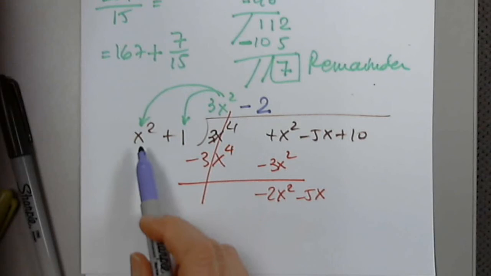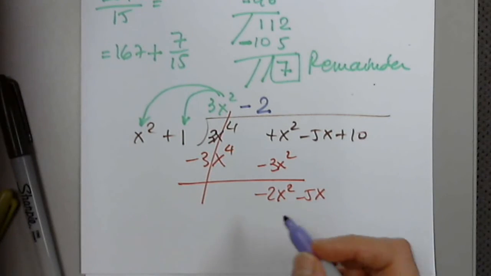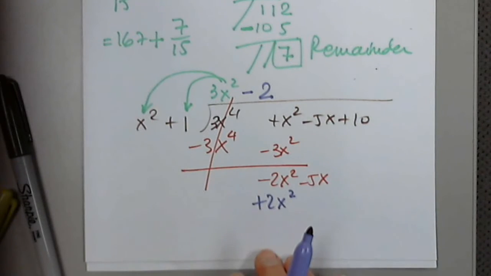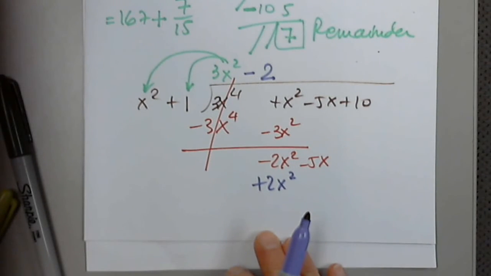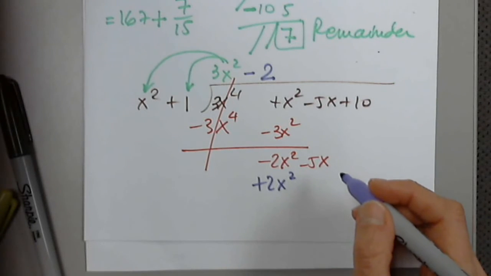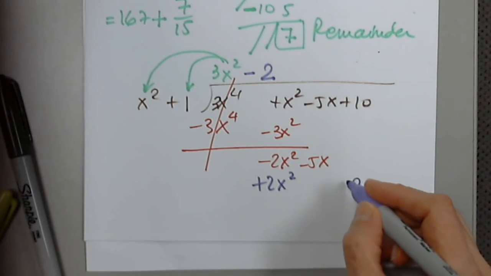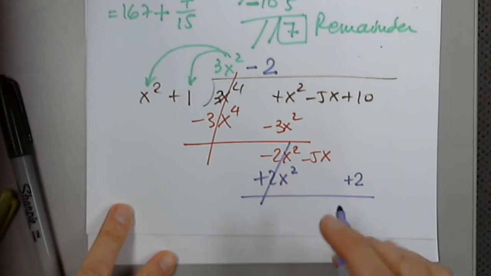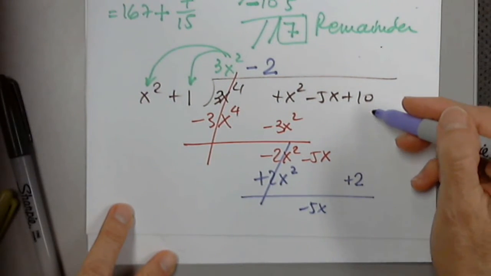Okay? So negative 2 times x squared is negative 2x squared plus 2x squared. Negative 2 times 1. Negative 2, but I cannot write it here. It has to be changed into positive. I have to write it here. Negative 5x and positive 12.